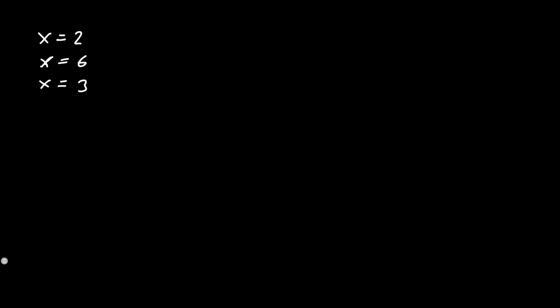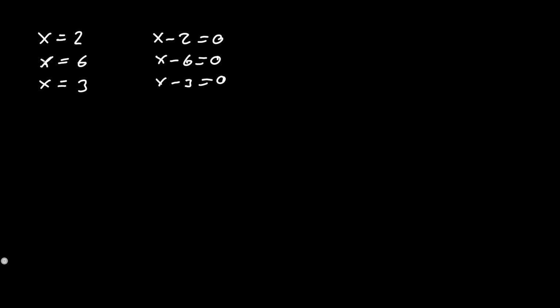Well, the first thing we need to do is write it out in its factored form. In order to do that, we simply have to write it in the form x minus a is equal to 0, where x minus a is a factor of the original polynomial. So for x equals 2, we have x minus 2 as the factor. For x equals 6, x minus 6 is the factor. And for x equals 3, x minus 3 is the factor.